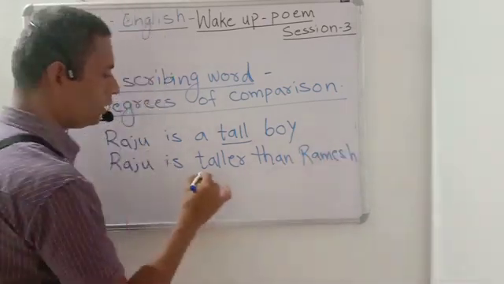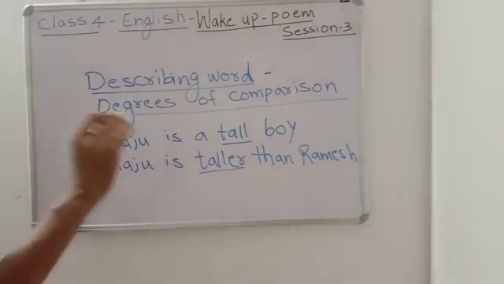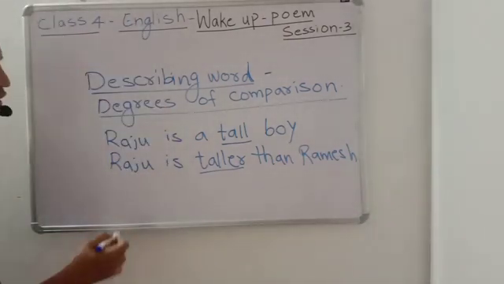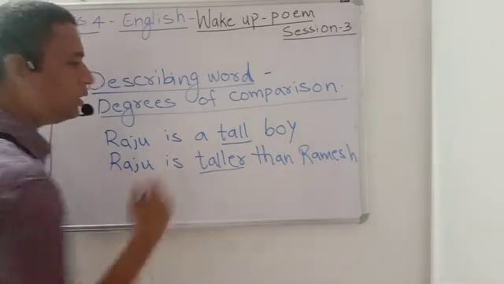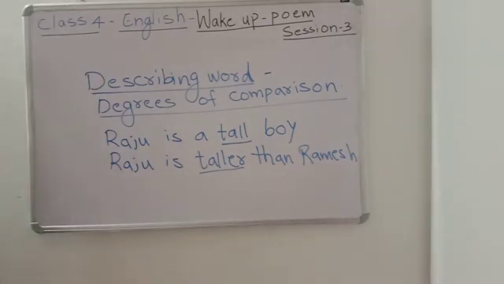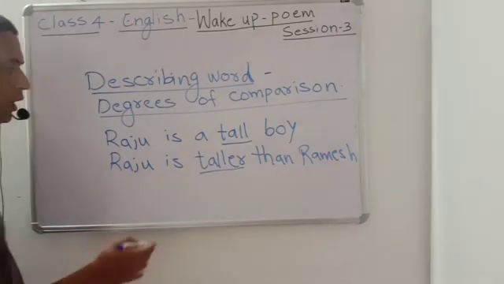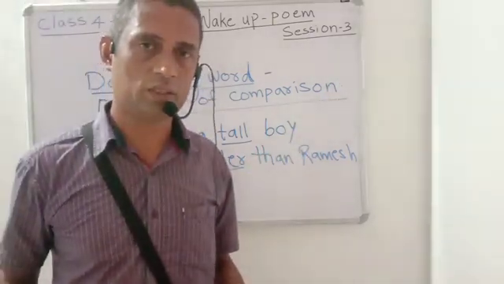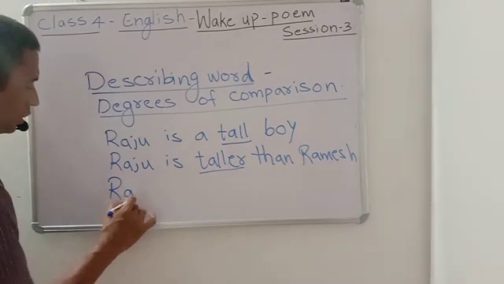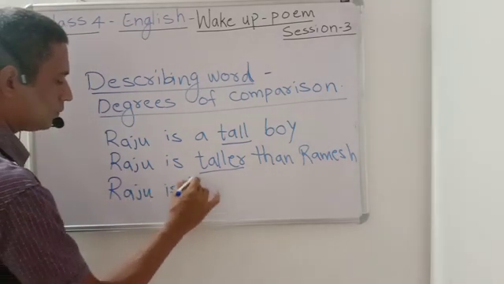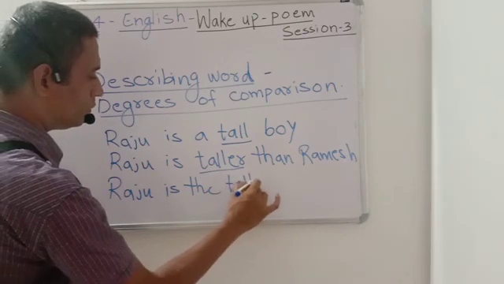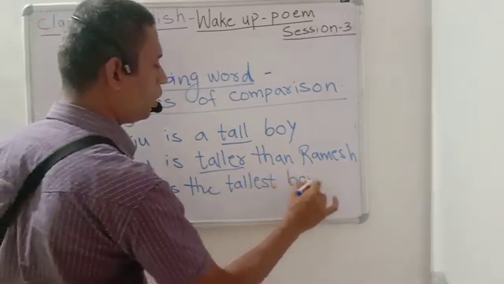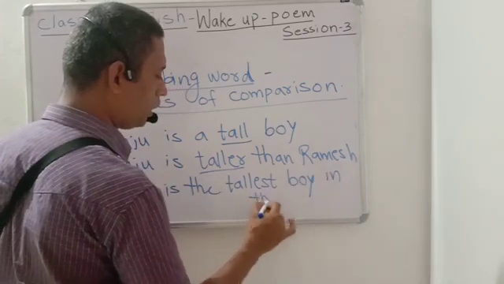My dear children, see here. Now Raju is compared with Ramesh. This is called comparative degree. This is positive degree and this is comparative degree. And one more thing. If Raju is compared with many children in the class, Raju is the tallest boy in the class.